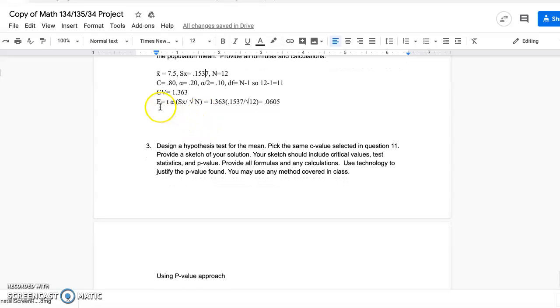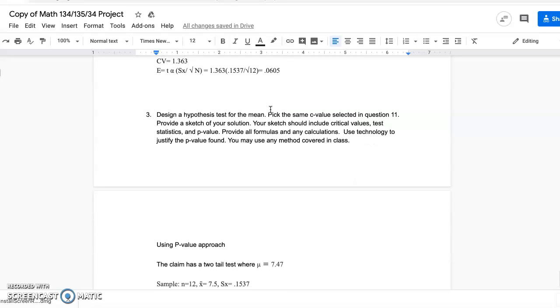And then to find the standard error, we would use this formula given, and we would plug the numbers in. So it would be 1.363 from the critical value, multiplied by 0.1537 divided by the square root of 12, and that would give us 0.0605 as the standard error for number 2.